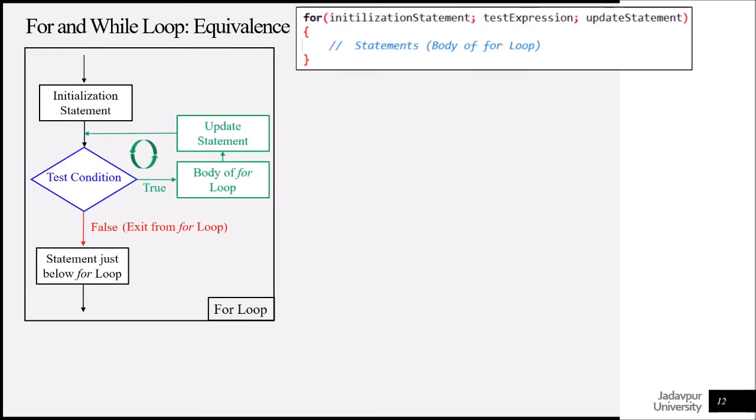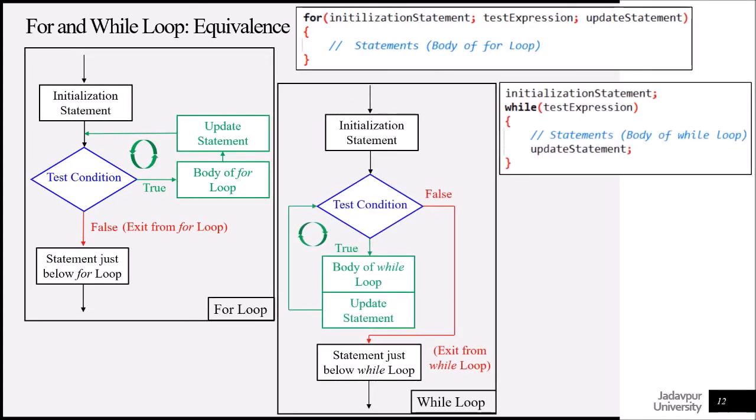In this slide, the equivalence between the for and the while loop is discussed. The flow diagrams and the syntax corresponding to these two loops are provided here. One can see that the initialization statement, the test condition, and the update statement make an appearance in both of them. So here is the initialization statement, here is the test condition, and there is the update statement.